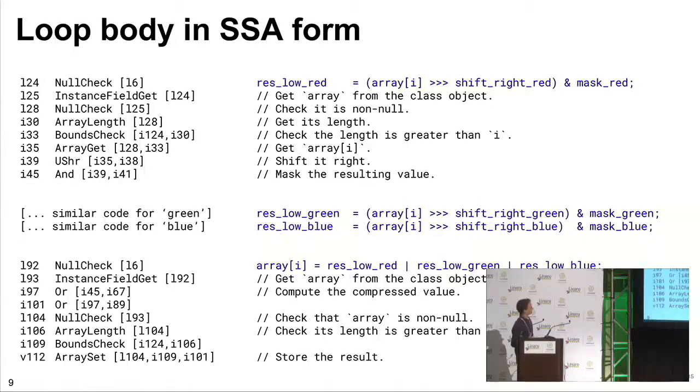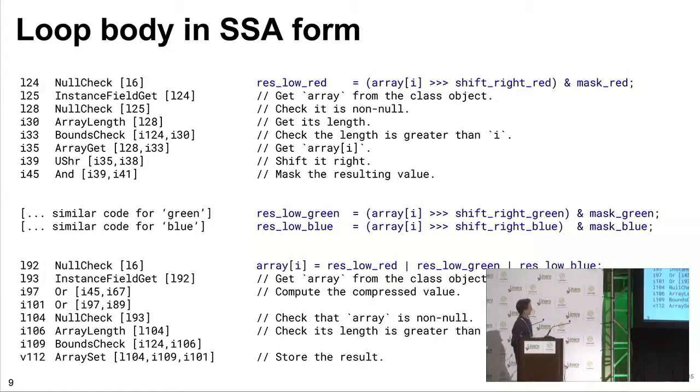We shift the bits down, and we mask it. We do the exact same thing for green and for blue, just with different values for the constants, for the masks and the shift. And then at the end, we OR all the results, and we store it back.